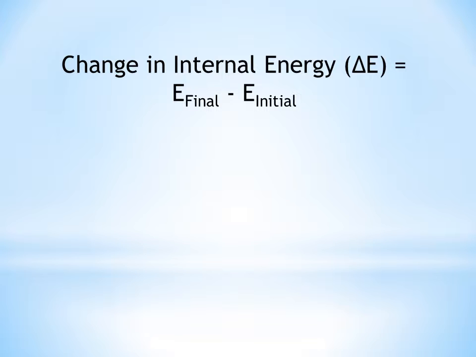Like altitude, an internal energy change, delta E, is determined by the difference in the internal energy between the final and the initial states. And so in a chemical system, delta E equals the energy of the final state minus the energy of the initial state. In a chemical system, we can say delta E is equal to the energy of the products minus the energy of the reactants.